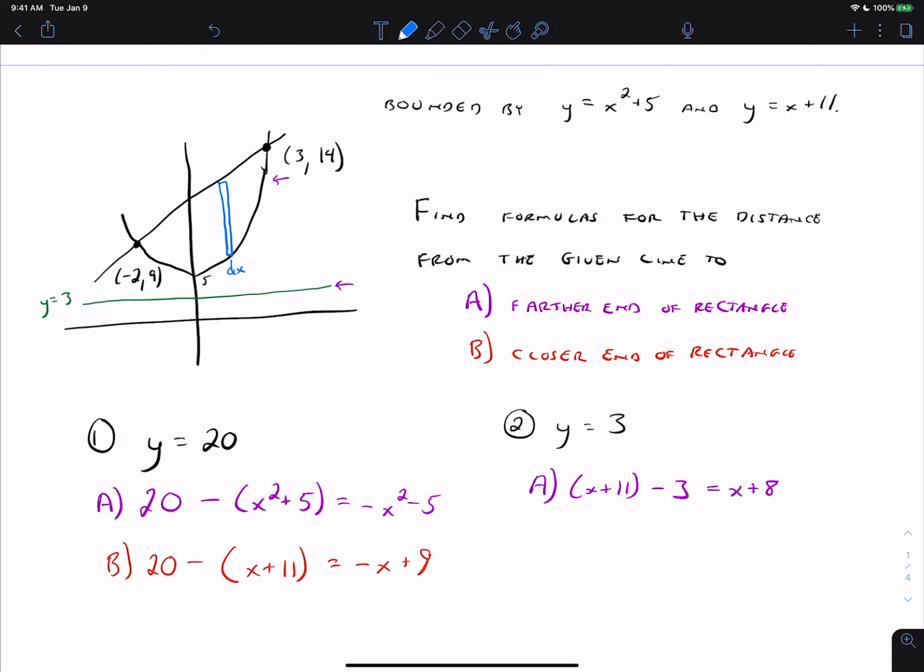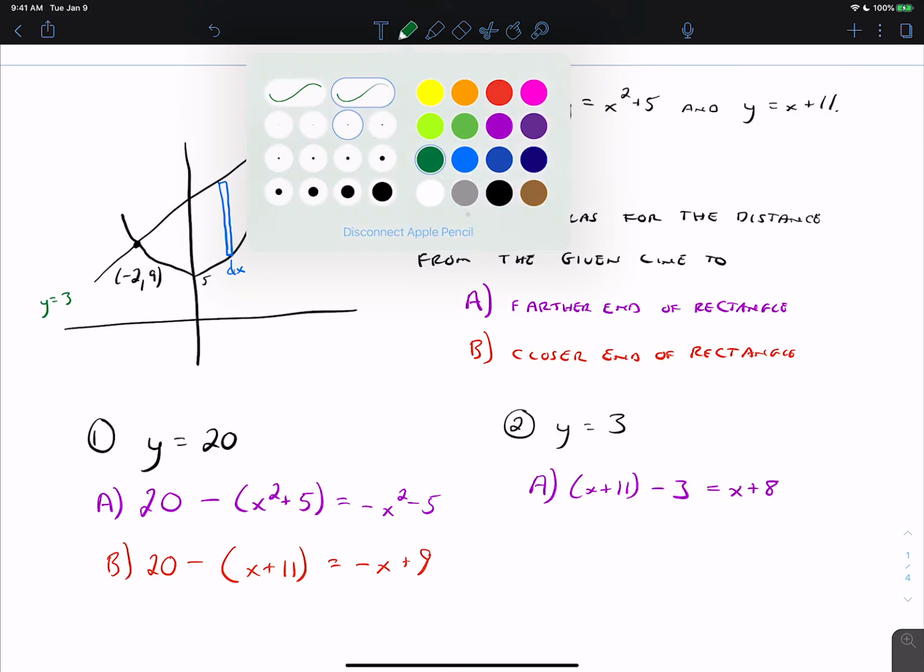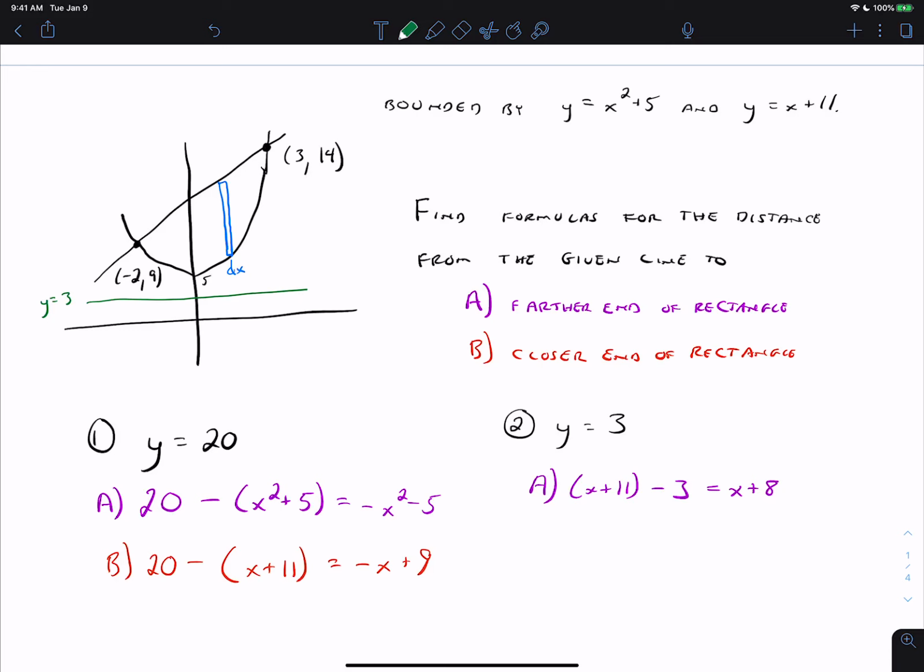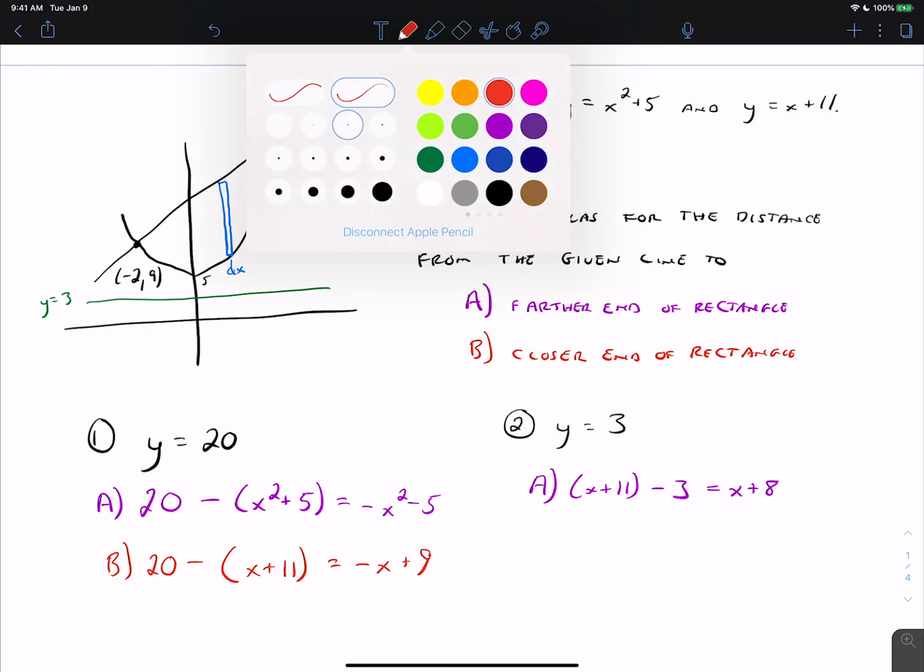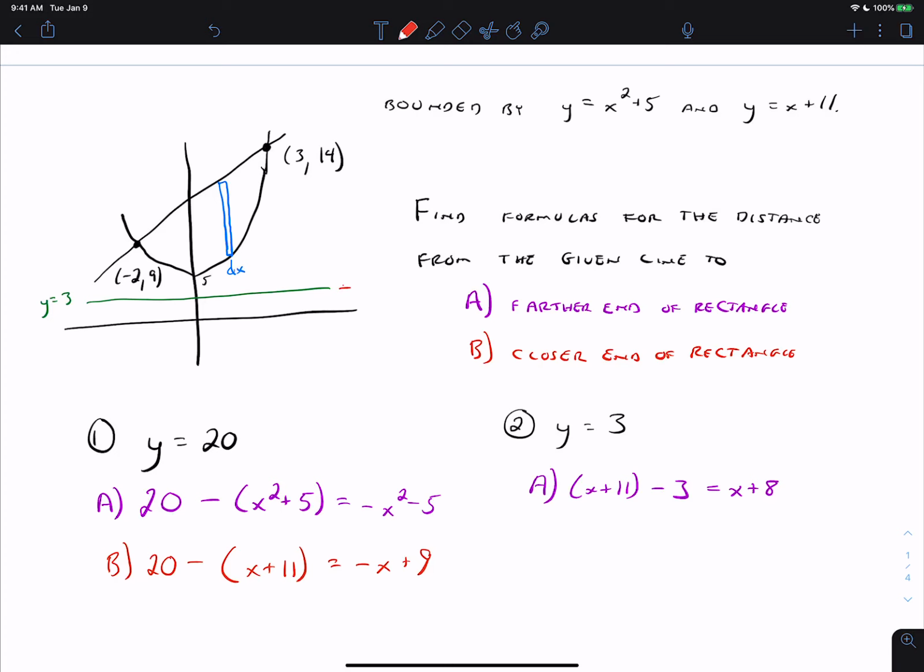When we look at the next one, we're looking at the distance again from the line y equals 3 to the closer end of the rectangle. So y equals 3 is here, and we want the closer end of the rectangle. So closer to this line is the bottom of the rectangle in this case. If you go back and look at the first one, it was the top that was closer. Here the bottom is closer. So you do need to visualize that.